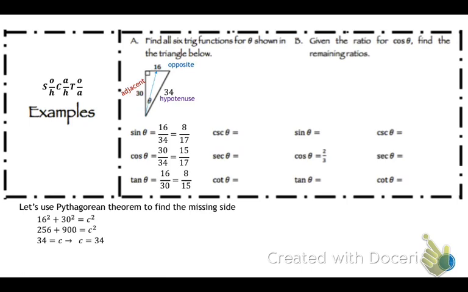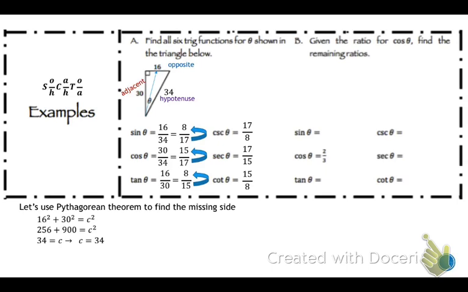Now, if we find sine, cosine, and tangent, cosecant, secant, and cotangent become easy to find. Cosecant is the opposite of sine, so I'm going to flip that fraction. That's 17 over 8. Secant is the opposite of cosine. Again, flip that fraction, 17 over 15. Cotangent is the opposite of tangent. Flip that fraction, that's 15 over 8.